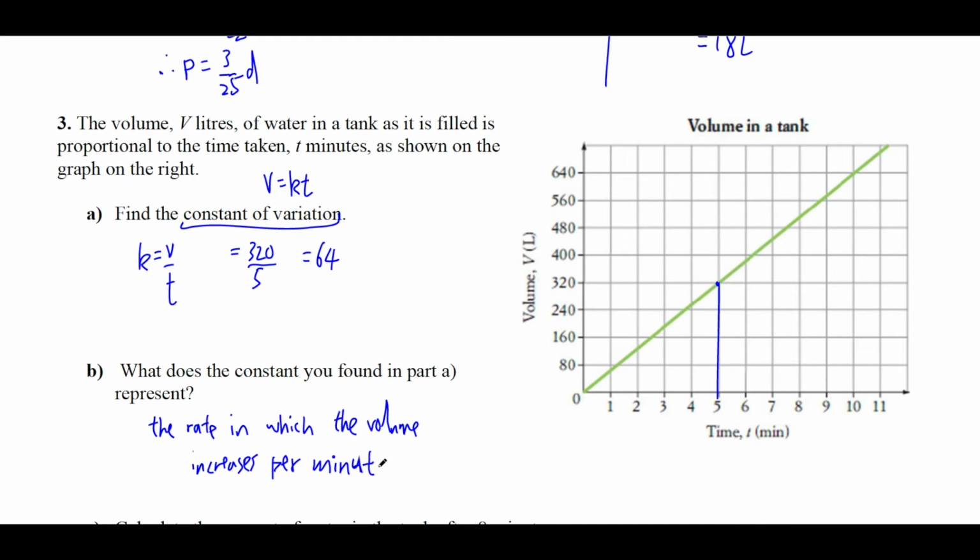And the reason I'm saying this is because the x-axis is minutes and the y-axis is volume. So you can just say the gradient is the rate at which the volume increases per minute. So what that means is that after 1 minute, the volume will increase by 64 liters.